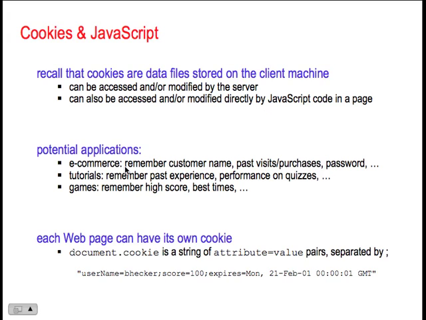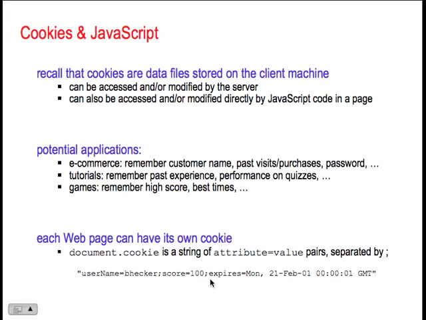Potential applications: e-commerce, remembering computer names, past visits, purchases that you've made, passwords, tutorials, remembering past experiences, performances, tests, exams, games, remembering the highest score. And each web page can have its own cookie. So you have document.cookie, which is a string. It's a string of attribute-value pairs, attribute equals value, separated by a semicolon.